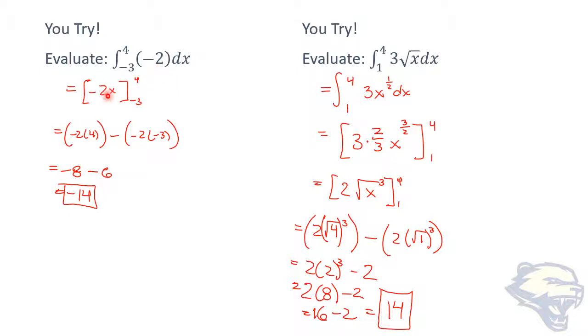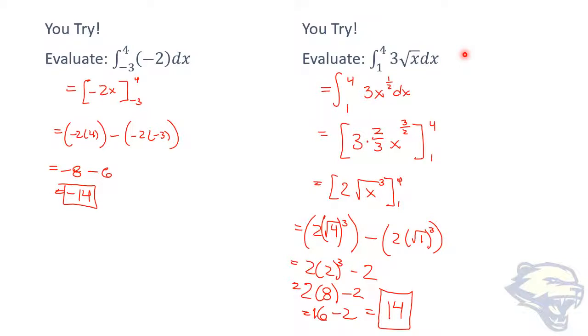All right, so -2 is going to go up to -2x. -3 to 4, plug in the 4. This gives us a -8 in the front. Minus -2 times -3. Got to be careful with all these negative signs. We have plenty of them here. So -2 times -3 gives us a +6 in the back, but then we're still subtracting it because it's always f of b minus f of a. So then that gives us -14.